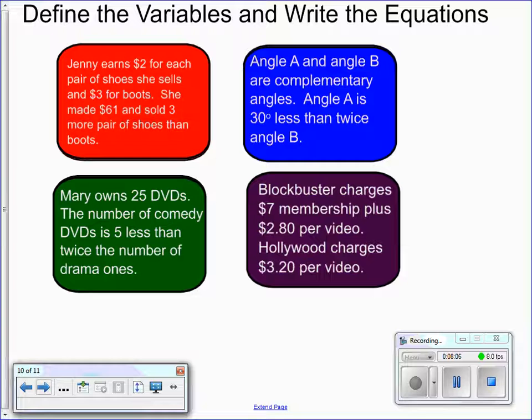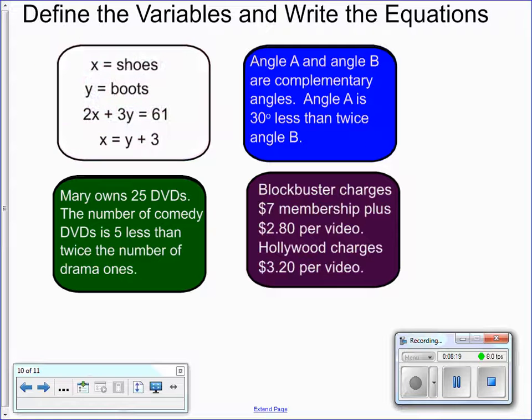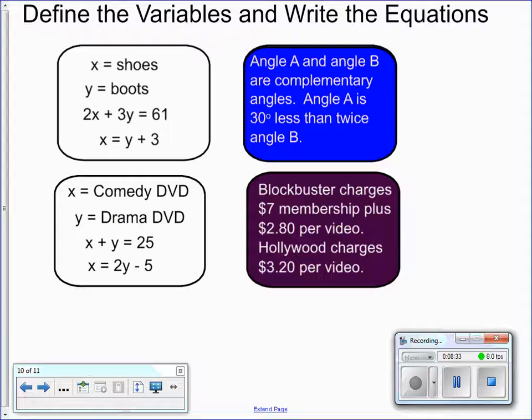All right, we'll define the variables and write the equations here. Jenny earns $2 for a pair of shoes and $3 for boots. She made $61 and sold 3 more pairs of shoes than boots. So our 2 equations are 2x plus 3y equals 61, and x equals y plus 3. Mary owns 25 DVDs. The number of comedy DVDs is 5 less than twice the number of drama ones. So my 2 equations are x plus y equals 25, and x equals 2y minus 5.